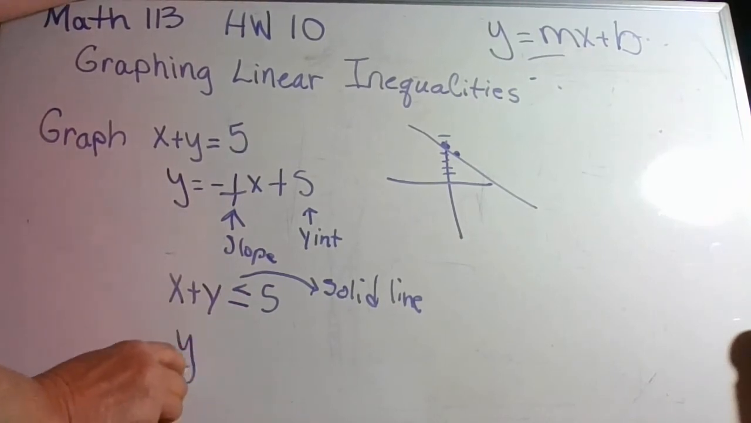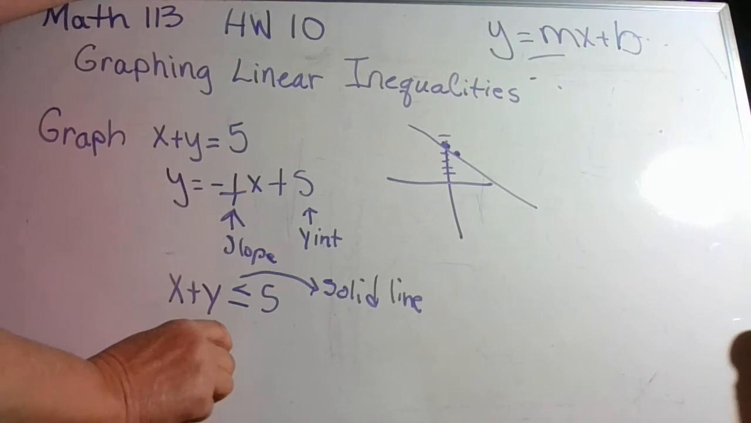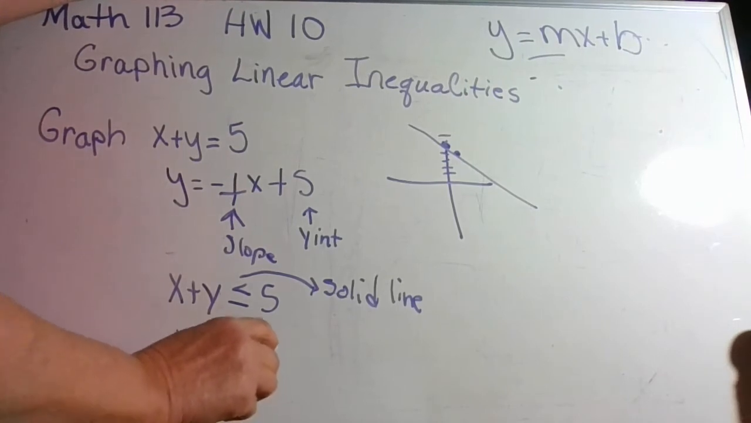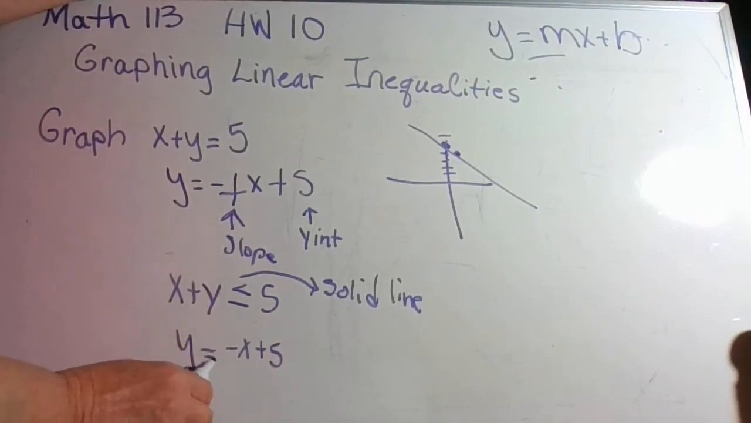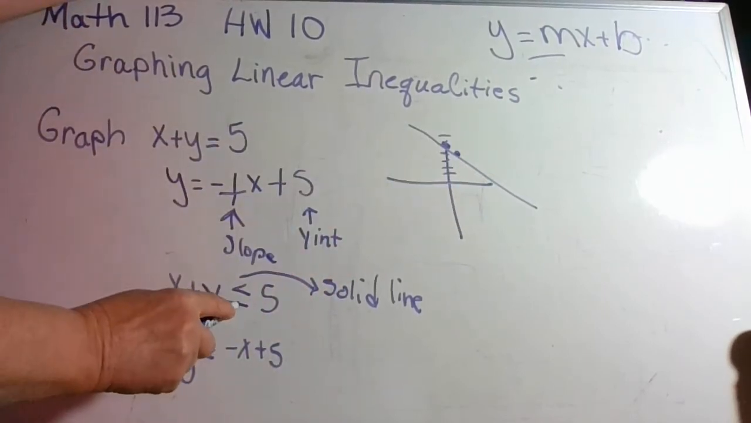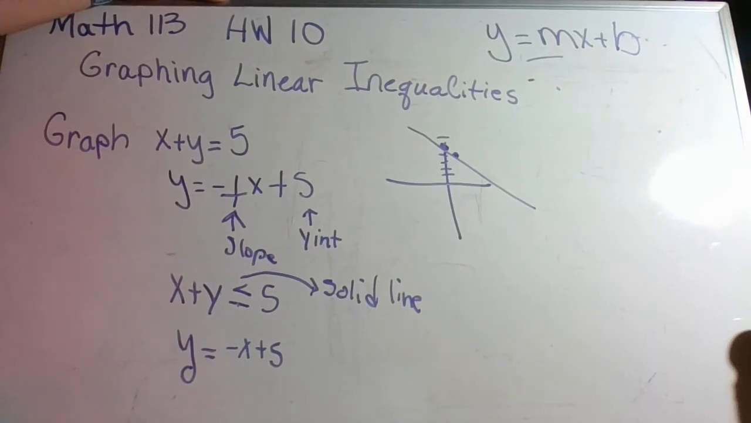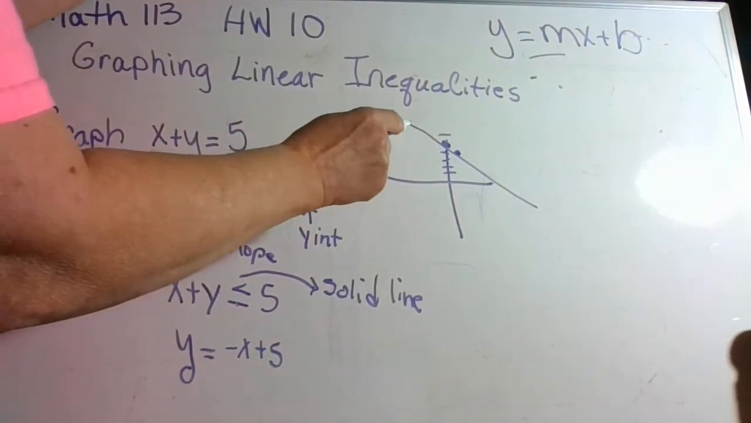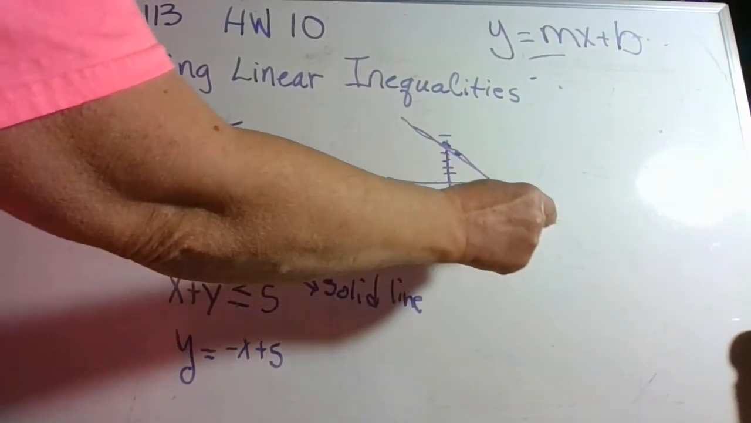Once again, you're going to solve for y. Y is equal to negative x plus 5. And again, we're going to use this line for a boundary for this inequality. So this is our boundary line.